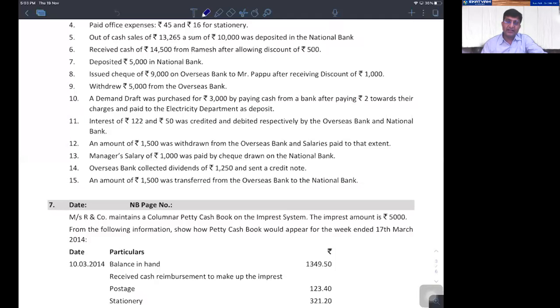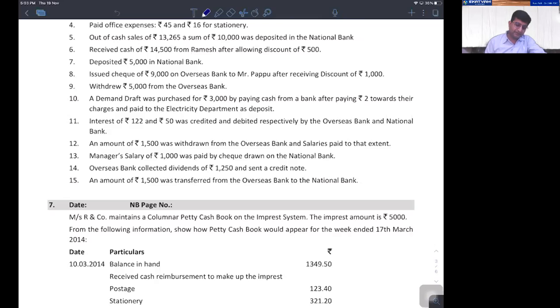But am I doing journal entry? No, I'm recording the transactions in my cash book. And therefore, this transaction will be recorded in two parts. First, the entry will be for sales, that is cash account debit to sales account 13,265. And then there will be the contra entry for National Bank account debit to cash account rupees 10,000 because you have deposited cash into the bank.